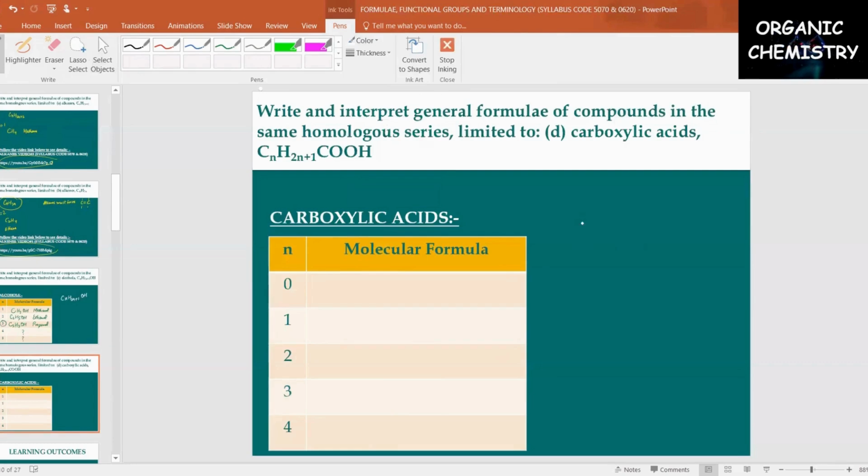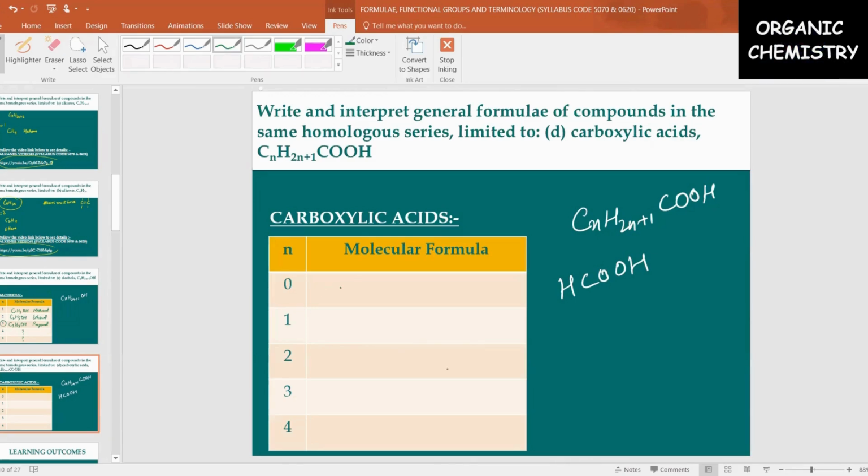Now carboxylic acid, the general formula for carboxylic acid is CnH2n+1COOH. Interestingly, the first member starts with the value of n as 0. So if you take n as 0, you don't have any carbon. For hydrogen, 2 multiplied by 0 is 0, 0 plus 1 is 1. So we have HCOOH. This will be the molecular formula of the first member of carboxylic acid.